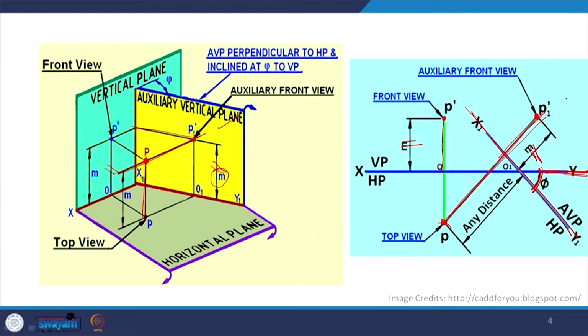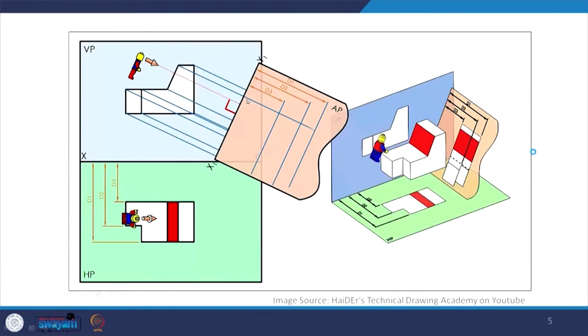Now I will take up an example and explain what happens and why we would need this auxiliary plane and the concept. Just imagine that we have a solid like this. Look at this in 3D, and then we will see how to draw it in orthographic projection. This was a solid which was being seen. Now, if we have to know the true shape of this plane, which is highlighted in red.